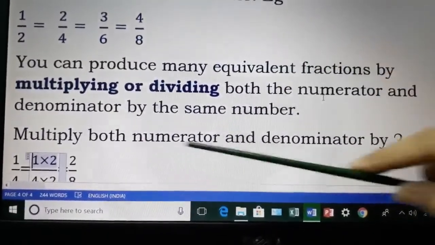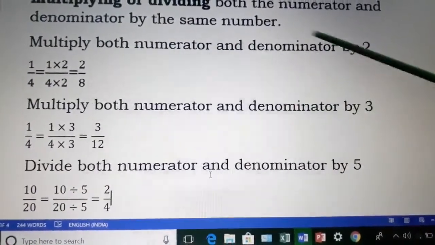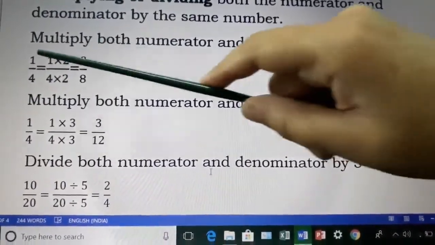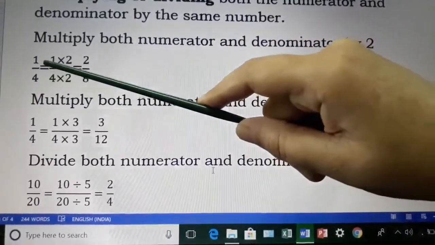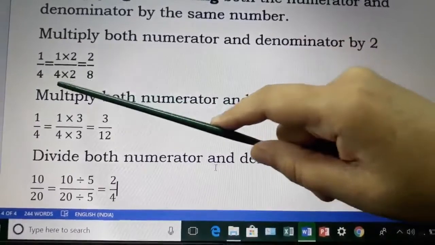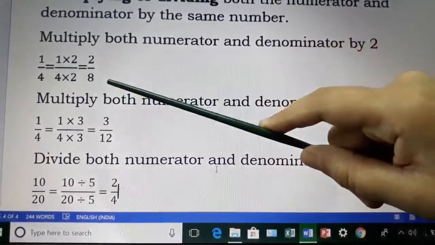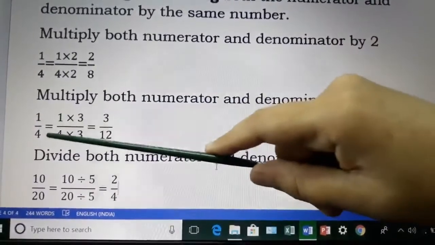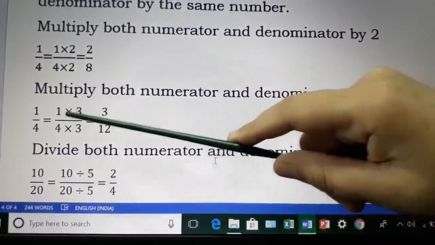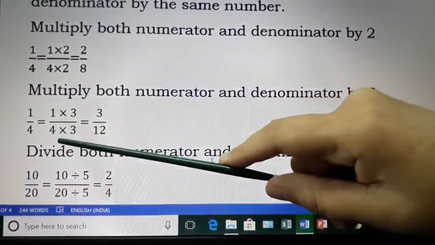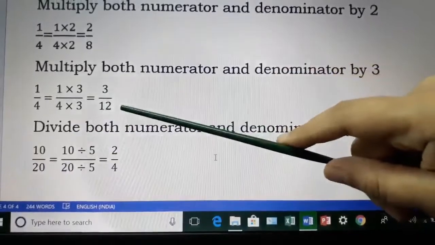Let us do more examples. Multiply both numerator and denominator by 2. 1 upon 4. Now we will multiply 1 upon 4 by 2. 1 2s are 2 and 4 2s are 8. So 1 upon 4 is equal to 2 upon 8. Now 1 upon 4 we will multiply by 3. 1 3s are 3, and 4 3s are 12. So 1 upon 4 is equal to 3 upon 12.